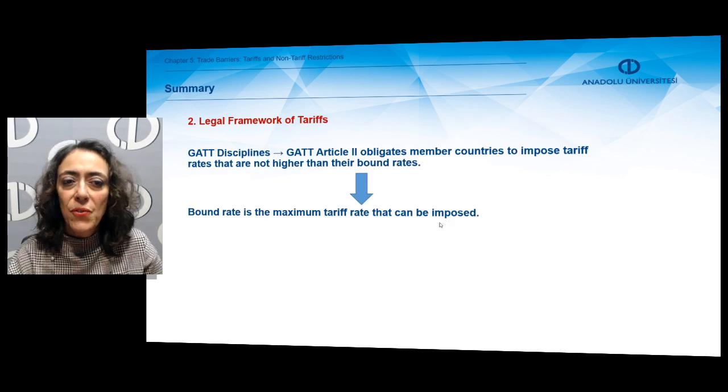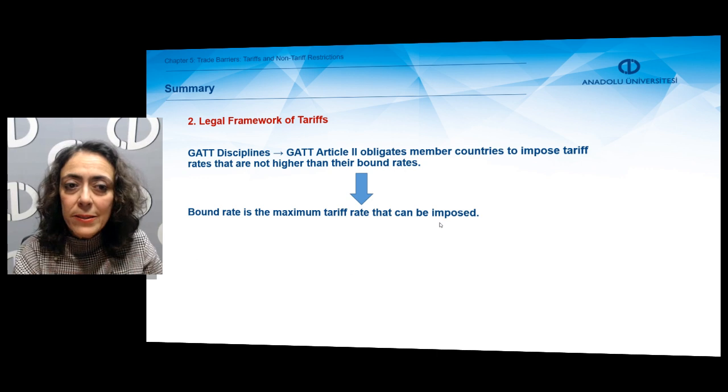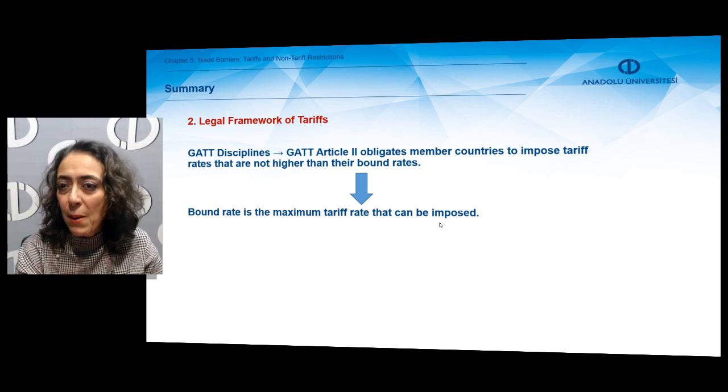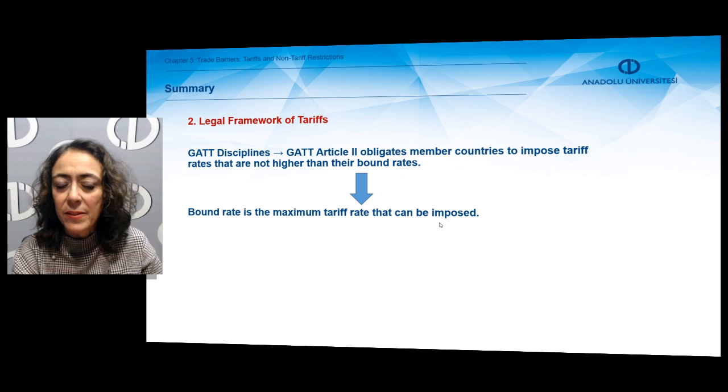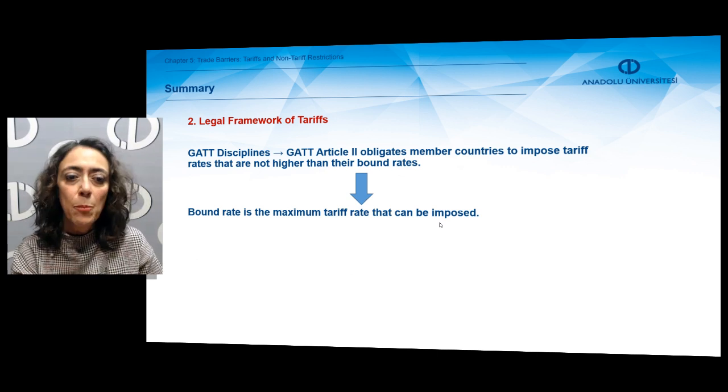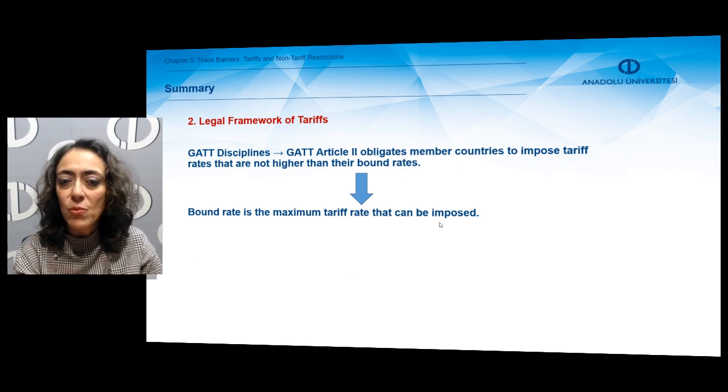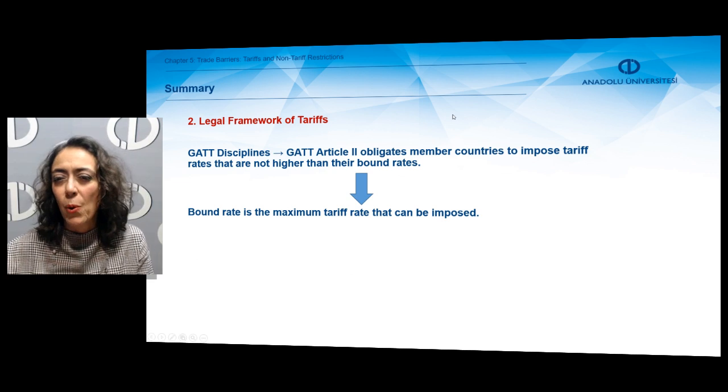Legal framework of tariffs. We have GATT disciplines. GATT Article 2 obligates member countries to impose tariff rates that are not higher than their bound rates. Bound rate, what is it? Bound rate is the maximum tariff rate that can be imposed.